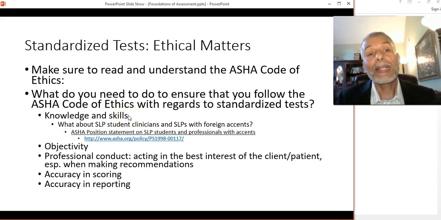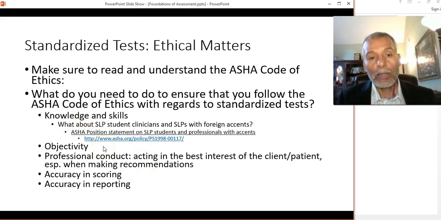First, we need to know the skills. You can't just go and evaluate in an area where you do not understand how the test works, where you don't have the expertise. For this reason, when you try to buy a test today from Pearson, they are going to verify that you are a licensed SLP with the expertise, and if you aren't, they will not sell you the test. A company wants to sell, but it is so serious that they do not do this unless you prove that you are a qualified and licensed professional.